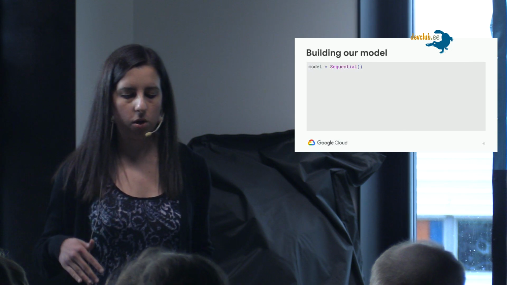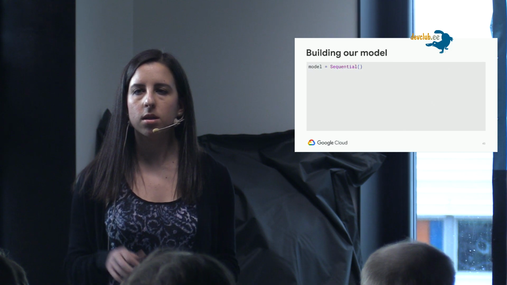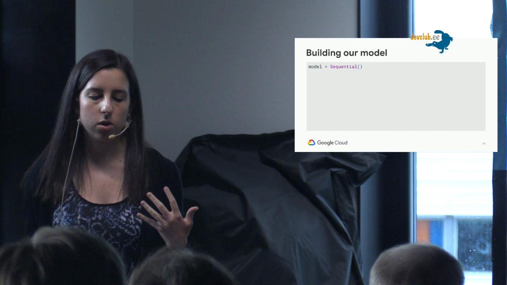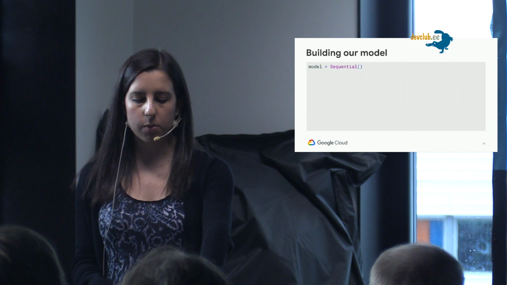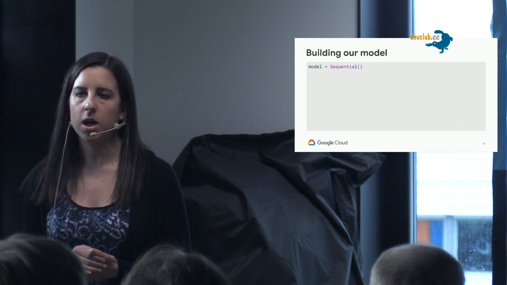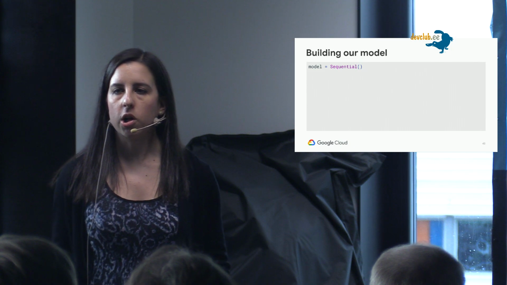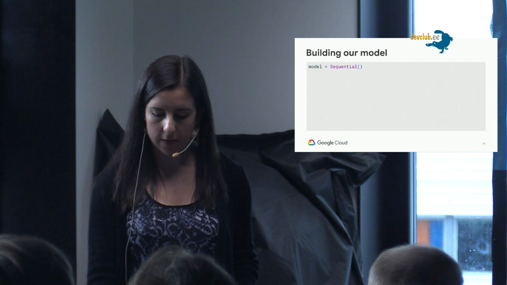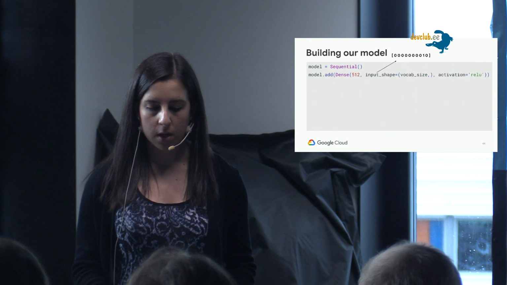So now let's look at the code for building our model using Keras. Keras has 2 different APIs that you can use to build the model. In this example, I'm going to show you the Sequential API. The Sequential Model API is the simplest to get started with, and it lets you build your model as a stack of layers. So here I define my model as a sequential model.